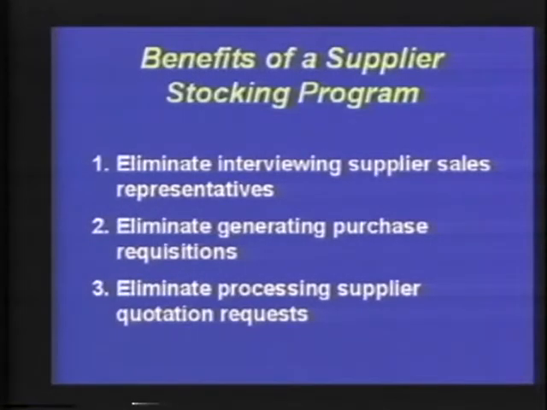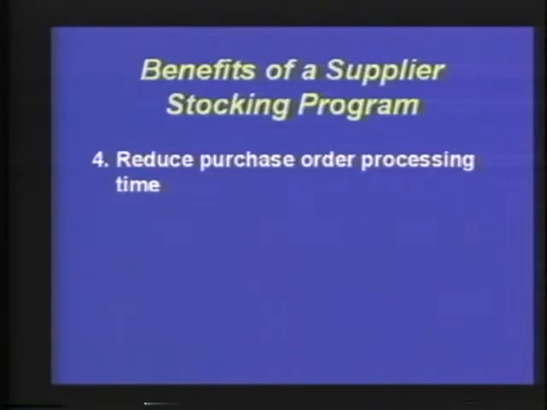The storeroom actually is going to release against a predetermined purchase order, and we use what we call the suffix, which merely indicates by numeric number, sequences of one, how many releases we have had against that purchase order by individual supplier. We don't have to have any more supplier quotations except for new items. We reduce the entire purchase order processing time, which eliminates purchase order processing costs.